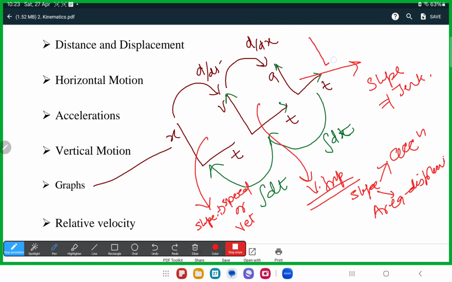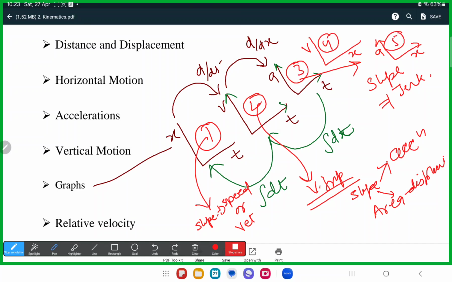There are a few more graphs. Maybe you can see the VX graph will also be there. The AX graph will also be there, and we will surely see the numericals based on them. So how many graphs are there? One, two, three, four, and five. And there is some detailing of them.